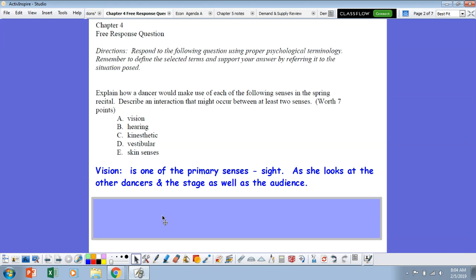When we talk about vision, we're talking about one of our primary senses. So that is our definition there. And as far as the application side of this, in the case of our dancer here, she looks at the other dancers and the stage, as well as the audience, to see what's around her.